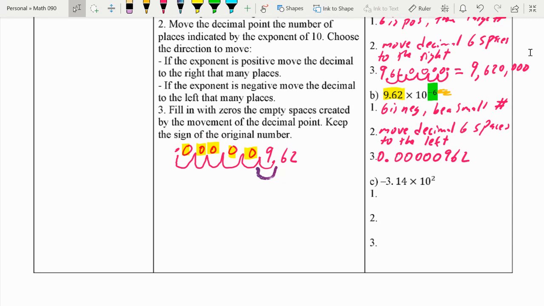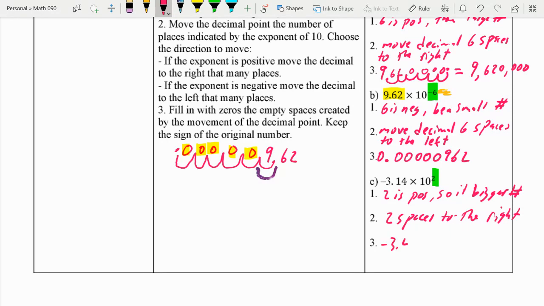Negative 3.14 times 10 to the second power. Well, what about this one? Well, n is positive. So 2 is positive, so it's going to be a bigger number. We're going to move 2 spaces to the right.